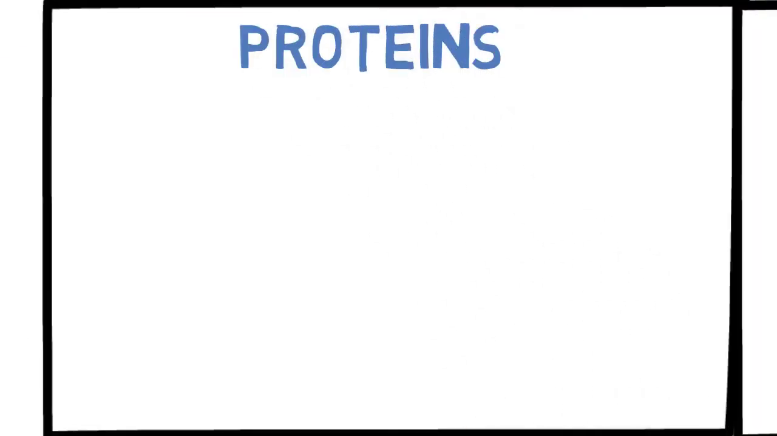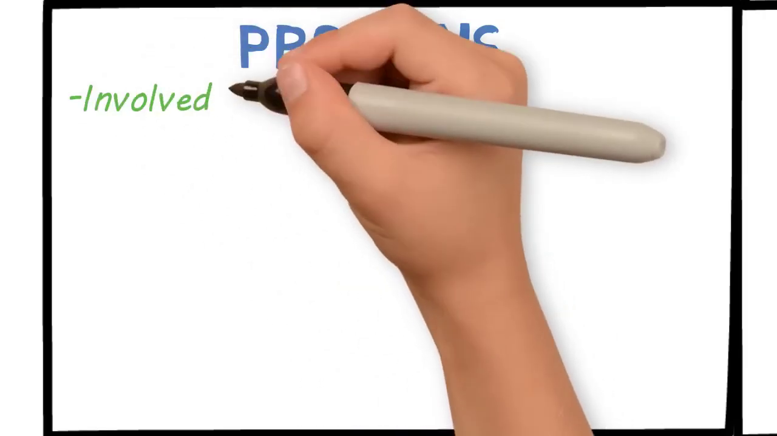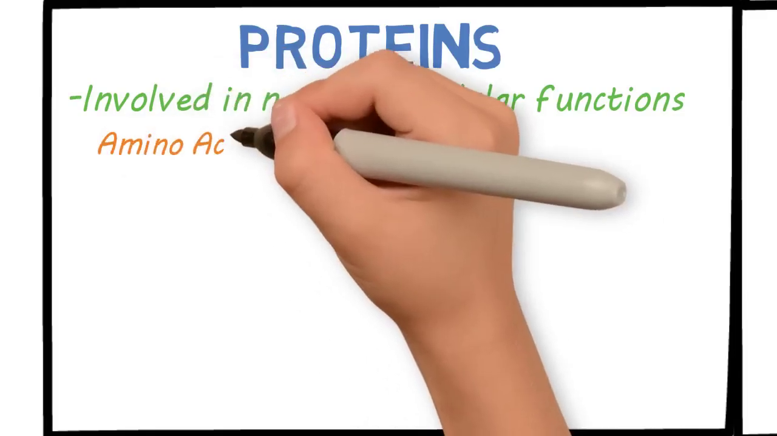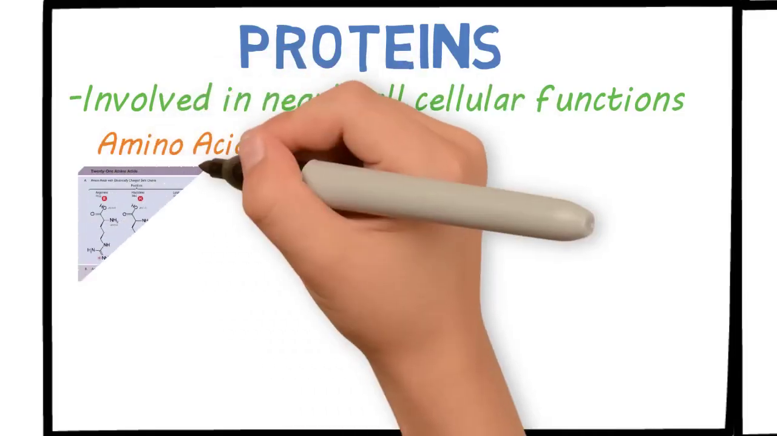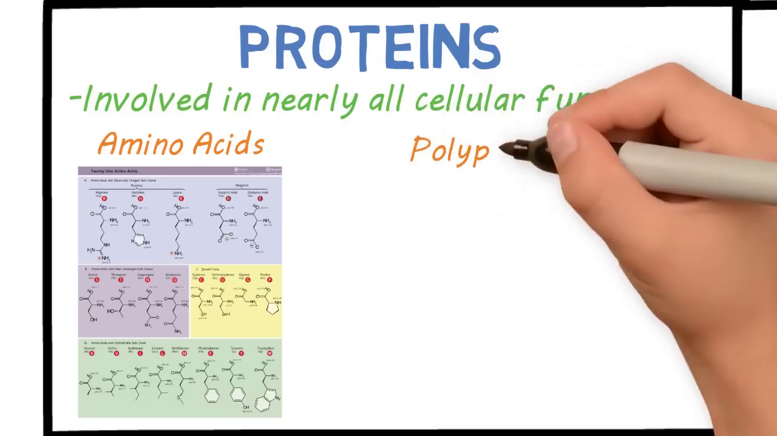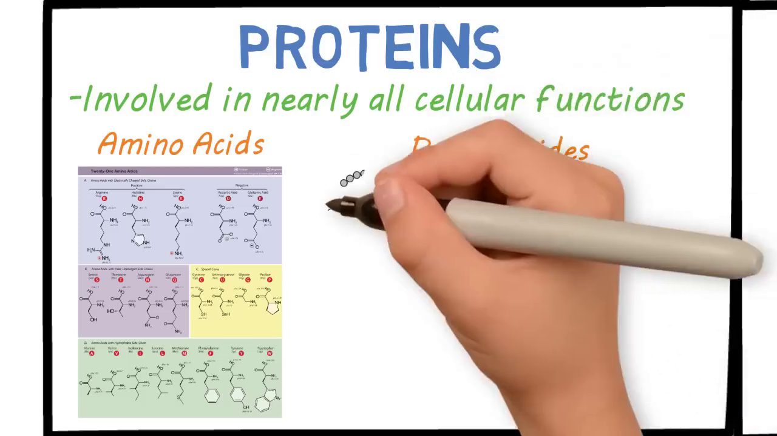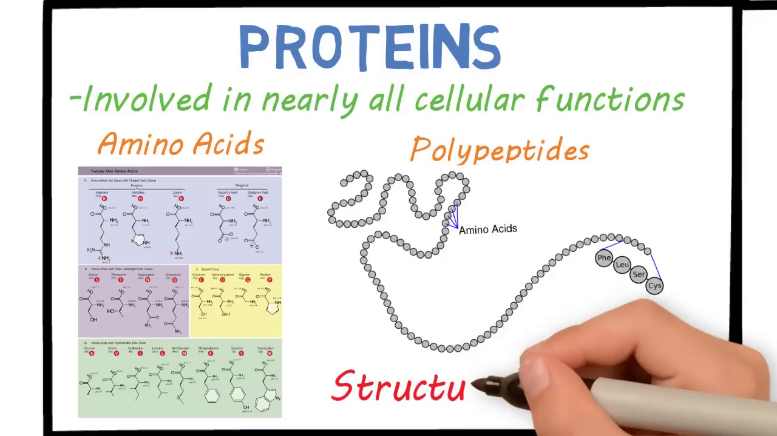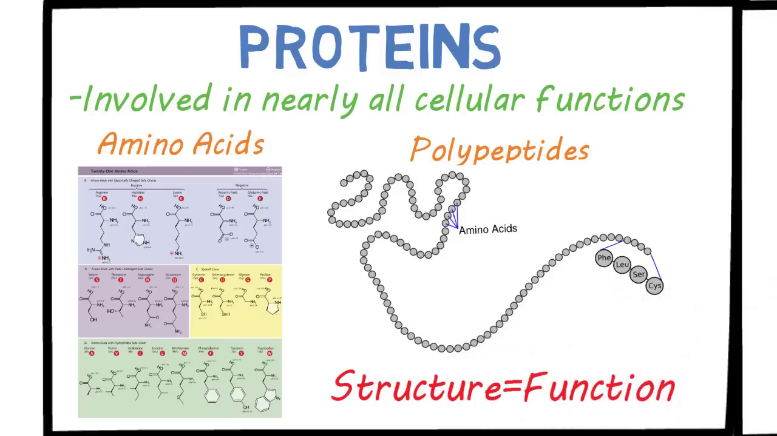Then you have proteins. Proteins are involved in nearly all cellular functions and are a major part of all living organisms. Their monomers are called amino acids, and there are 20 different amino acids. And their polymers are called polypeptides. You bind amino acids together to get polypeptides. And the protein structure results from folding, which determines the function.